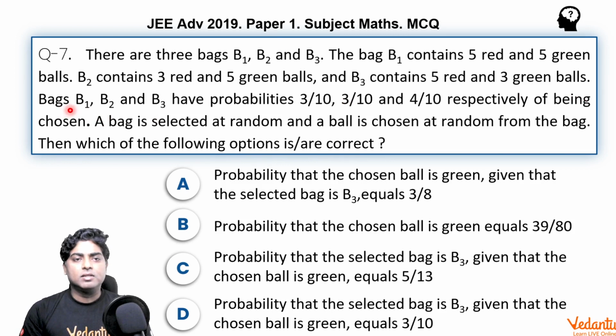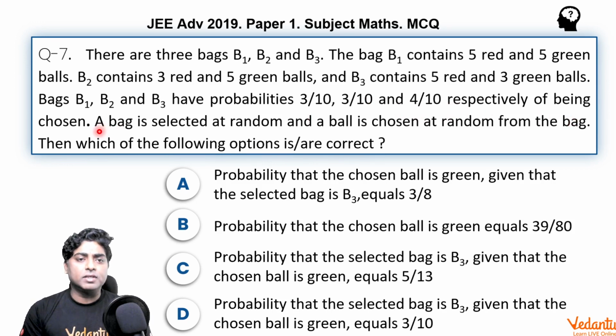The bags B1, B2, B3 have probabilities 3 by 10, 3 by 10, 4 by 10 respectively of being chosen. Means, we would choose any one bag at a time. So the events of choosing bags B1, B2, B3 are mutually exclusive and exhaustive also. So obviously the sum of their probabilities must be 1. Here same is the case. 3 by 10 plus 3 by 10 plus 4 by 10 is 1.